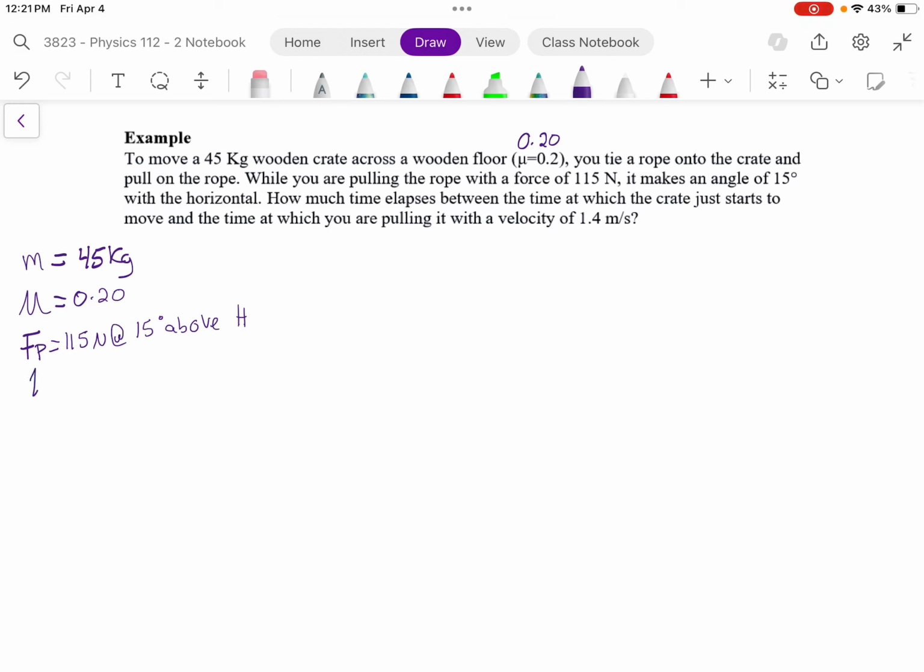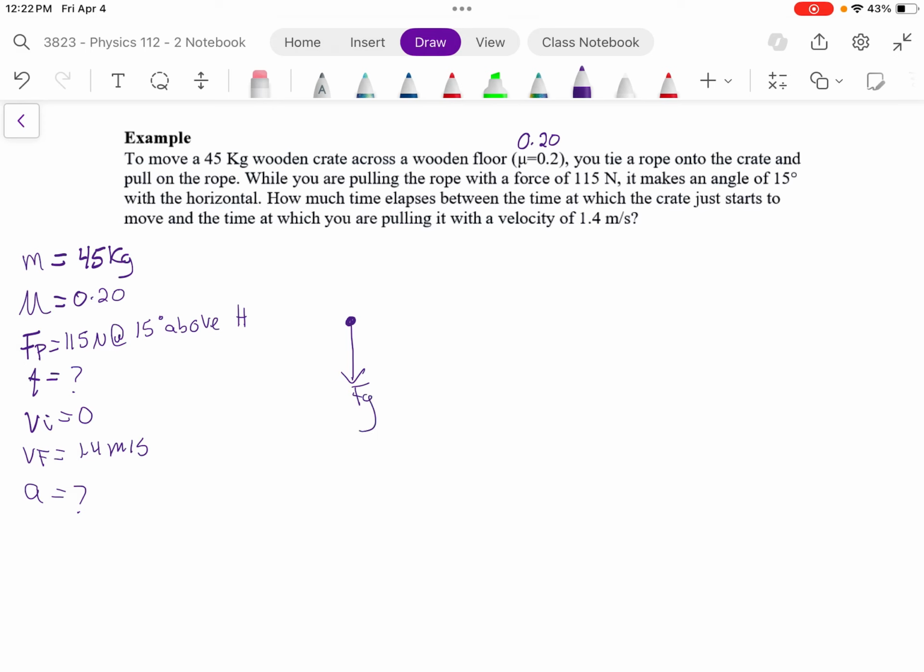They want to know how much time passed between the time the crate just started till it gets up to a speed of 1.4 meters per second. So we're going to use dynamics to find the acceleration so we have enough information to find the time. The situation is very similar to what we've seen before.